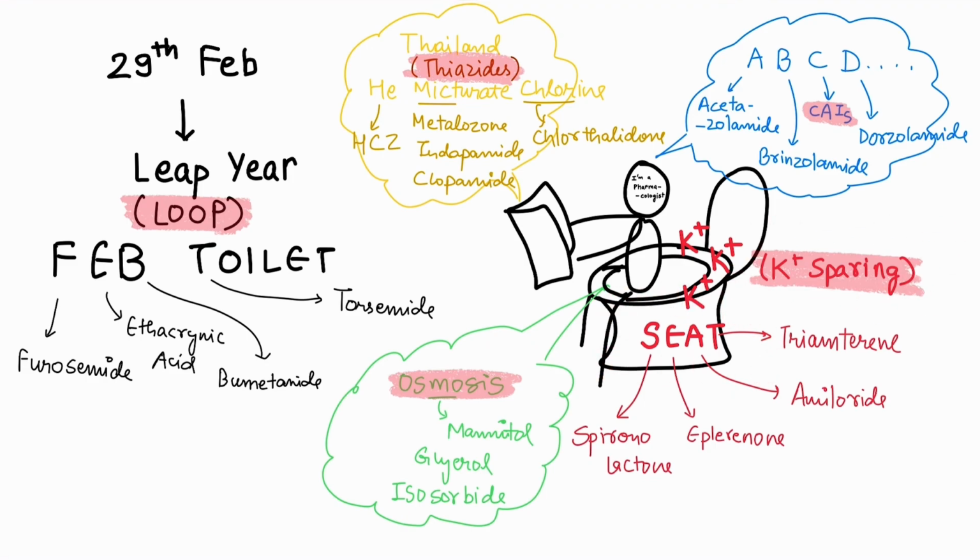So spared the seat. From the seat, you can remember the potassium-sparing diuretics as S for spironolactone, E for eplerenone, A for amiloride, and T for triamterene.